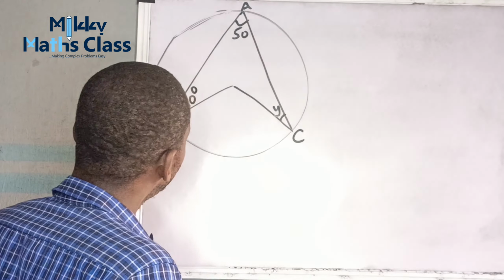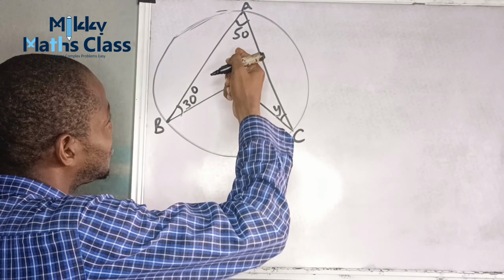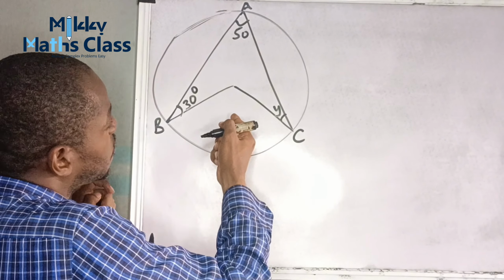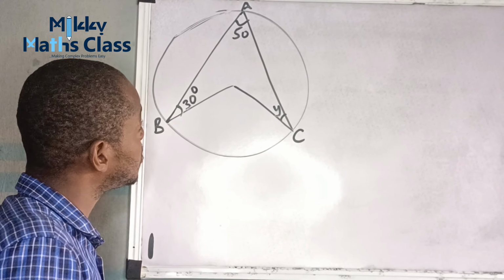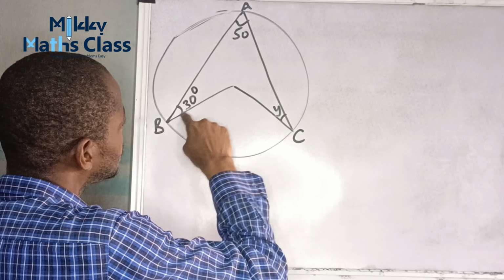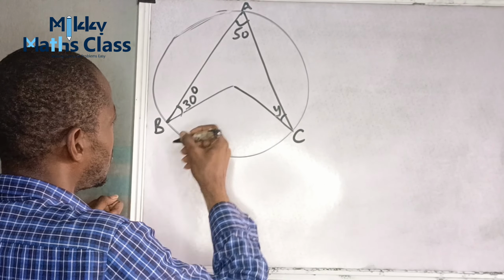The first thing we do, we use a theorem that says that the angle at the circumference is half of the angle that is subtended at the center. What do we mean? Now, look at this. This is an arc. This is the center. We can call it O.